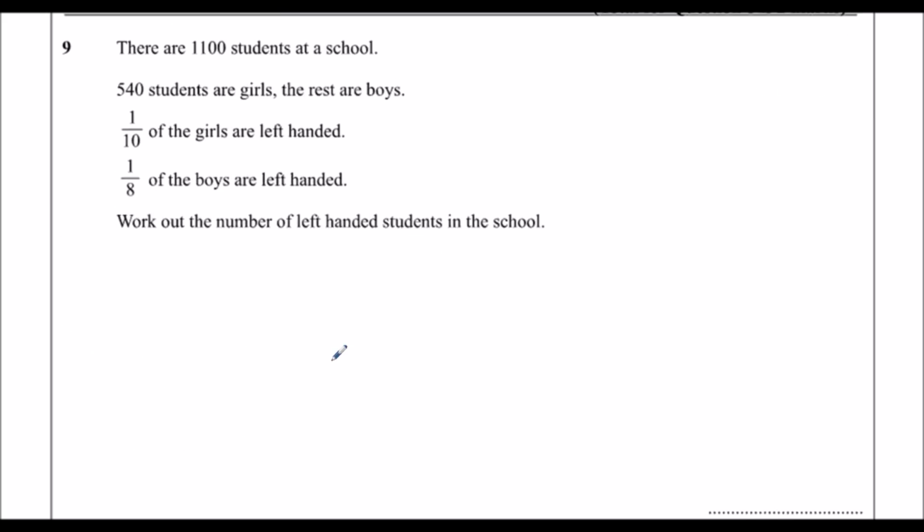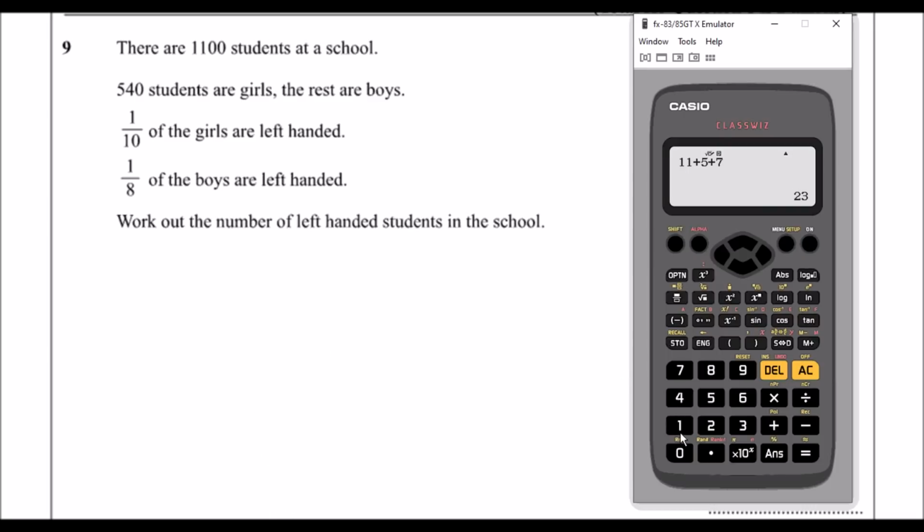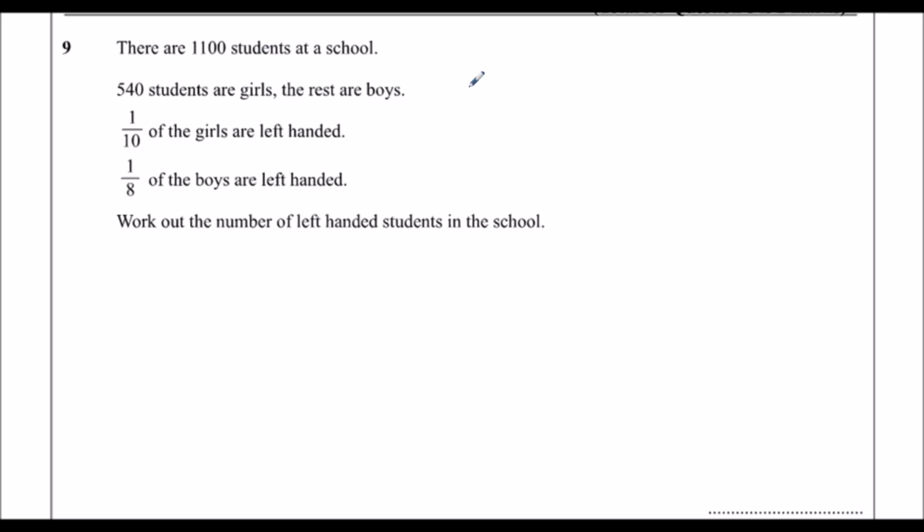Question 9. There are 1,100 students at a school. 540 students are girls. The rest are boys. So let's work that out. How many boys are there? The total, take away the number of girls, 560.